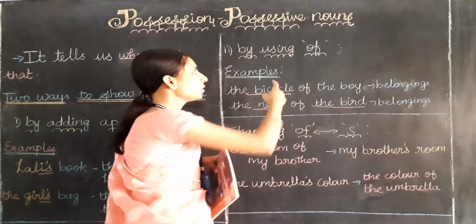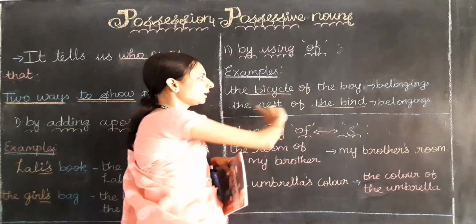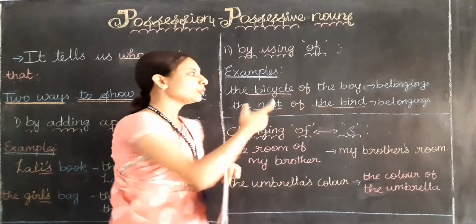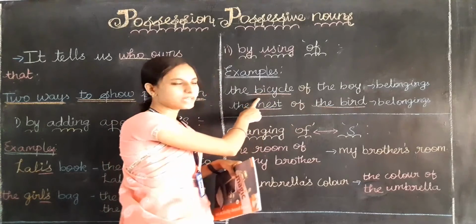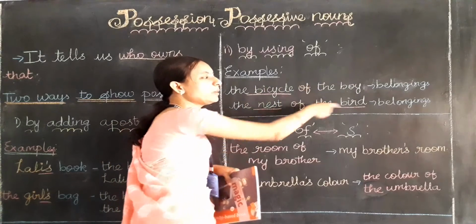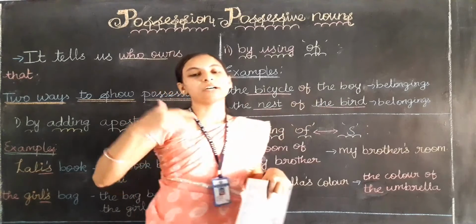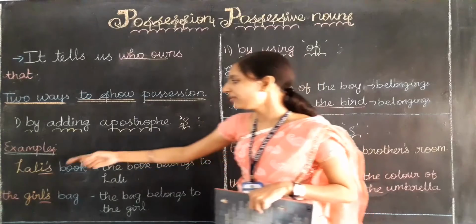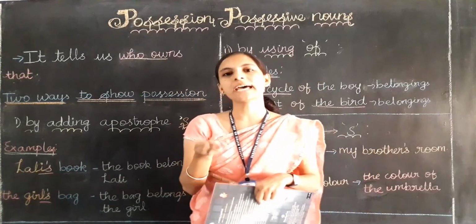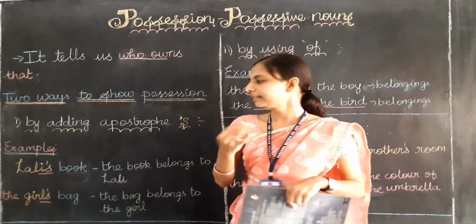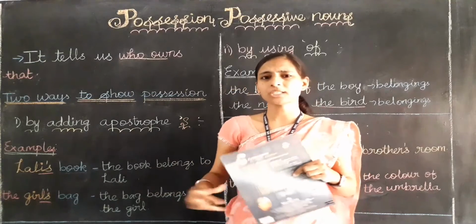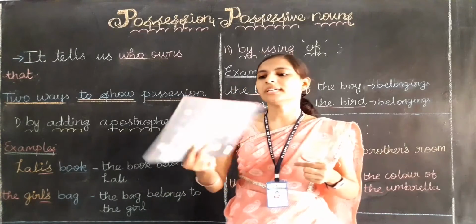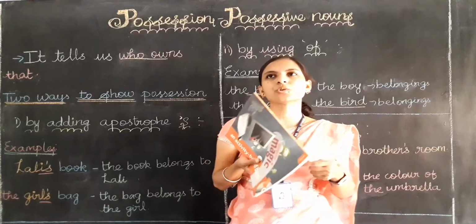So whenever we are using "of" in a sentence, we need to use the thing name first, and only then write the owner name. But on the other hand, with apostrophes, we say the name first and after that we use the thing name. Clear?